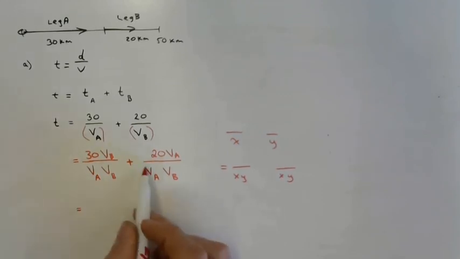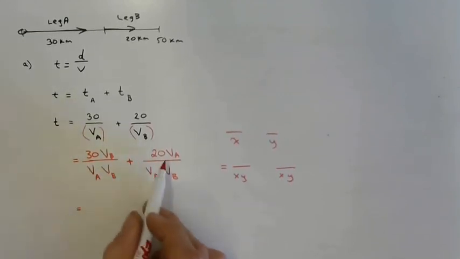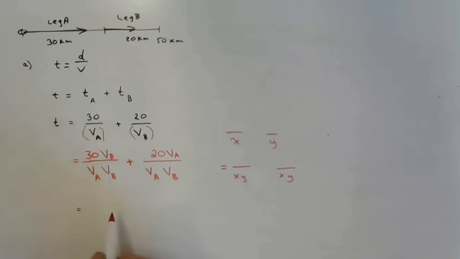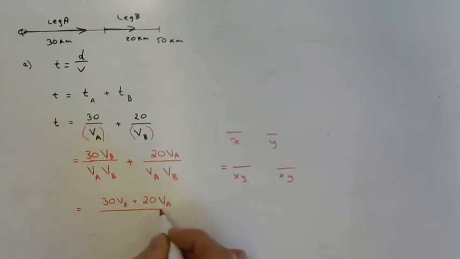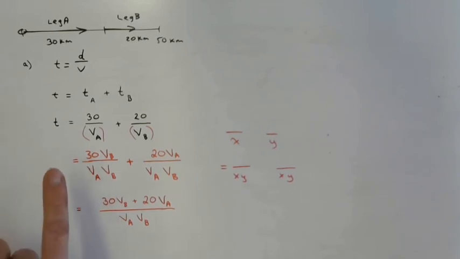Well, now that I have the same denominator, I can combine the numerators by addition. So in numerator land, I have 30 times VB plus 20 times VA, and it's over VA, VB. That is a simplified expression to represent the total time of the race when we don't know who biked each leg and we don't know how fast they were going.